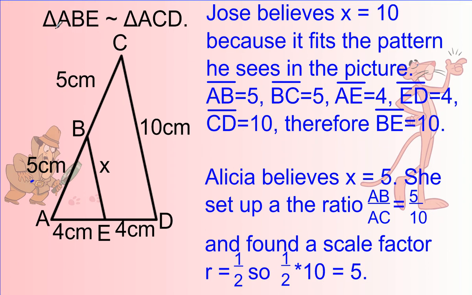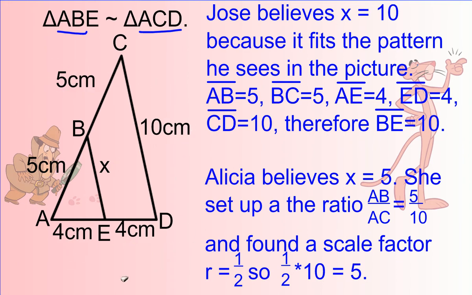So here it says that triangles ABE and ACD are similar. So this small triangle and the large triangle are similar. Jose believes that this x is equal to 10 because it fits the pattern he sees in the picture. He sees AB is 5 and BC is 5. AE is 4, ED is 4. CD is 10, therefore BE is 10.